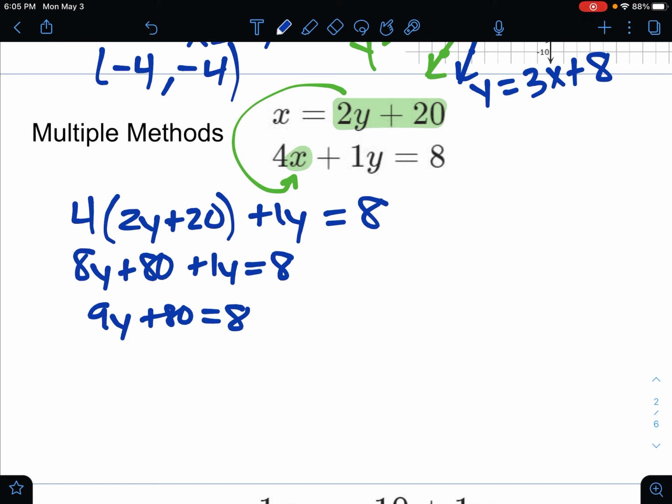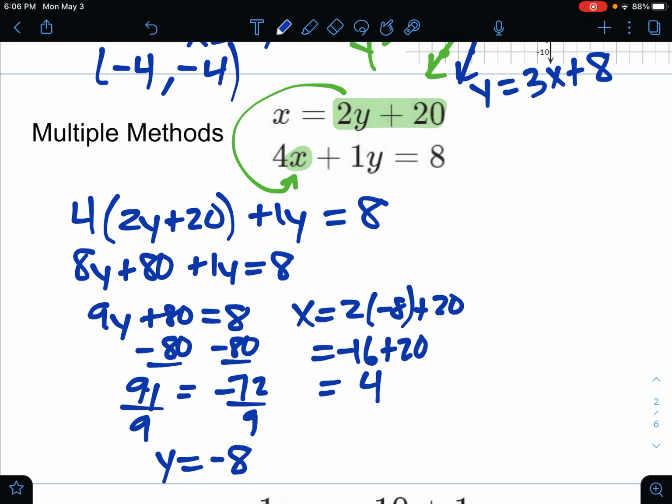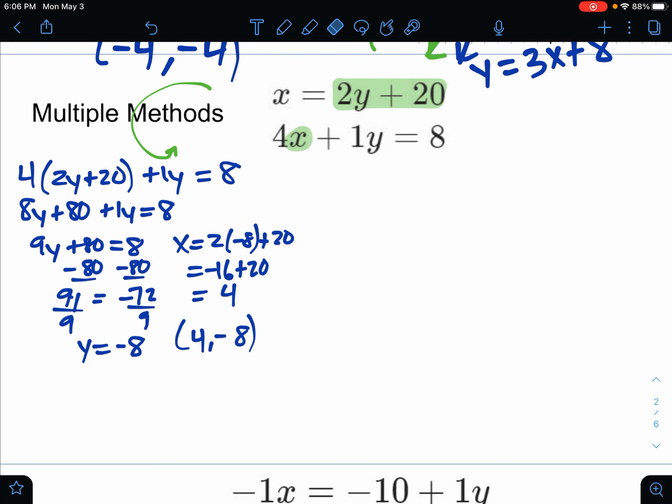And then continuing here, if I subtract 80 from both sides, this would be negative 72 equaling 9y. Divided by 9, y equals negative 8. Then to find the x, we're going to do x equals 2y plus 20. So x equals 2 times the y plus 20 is negative 16 plus 20, which is 4. So that's 4, negative 8 is our solution using substitution. I'm just going to slide this over here as our first method. So the substitution method.